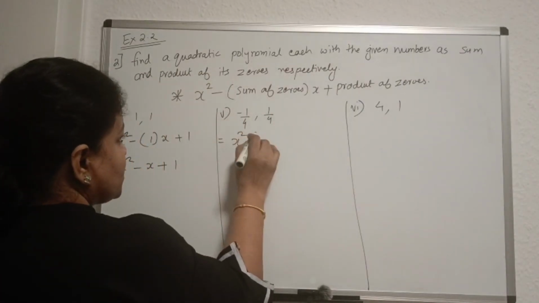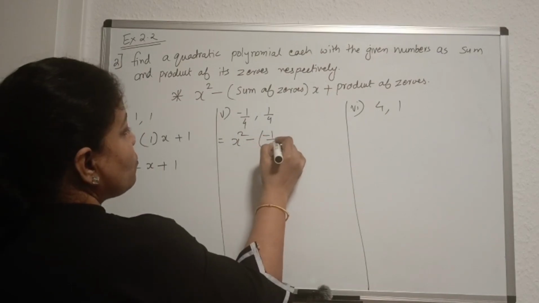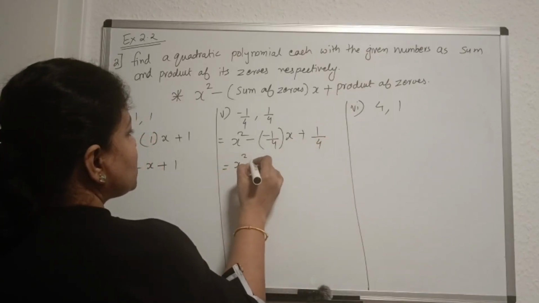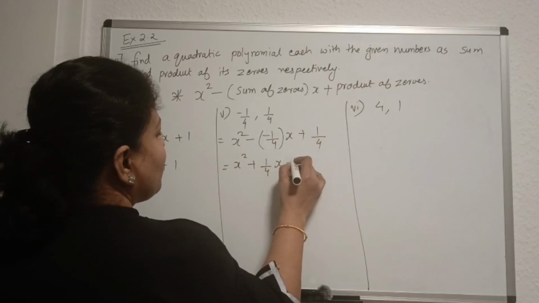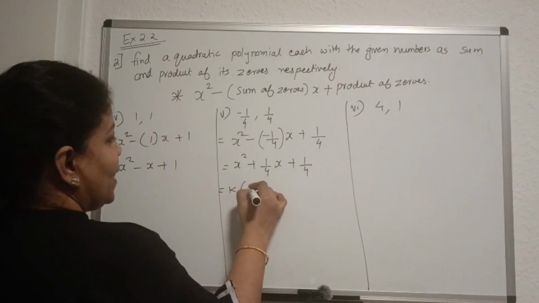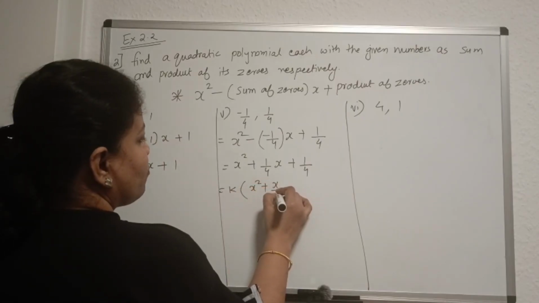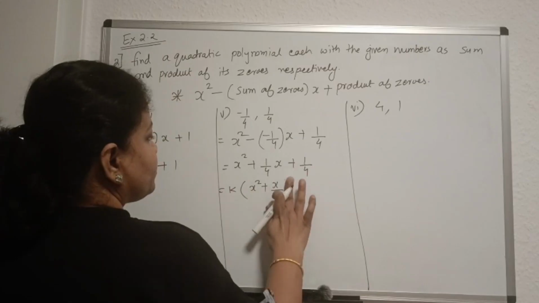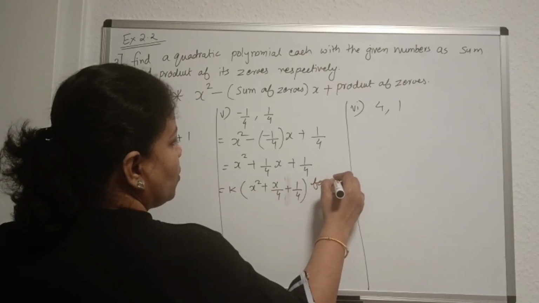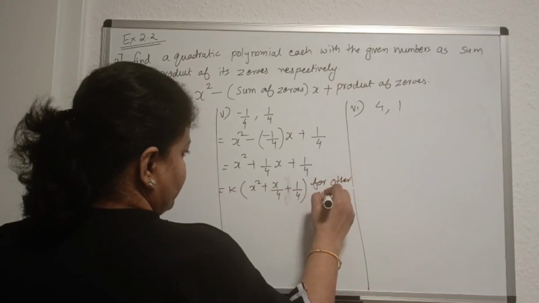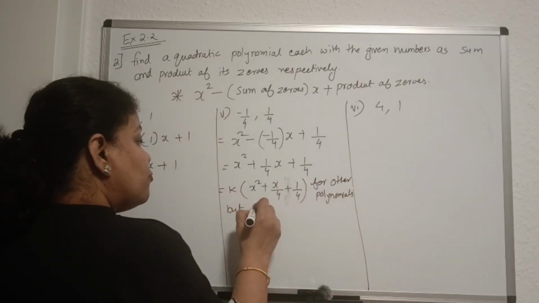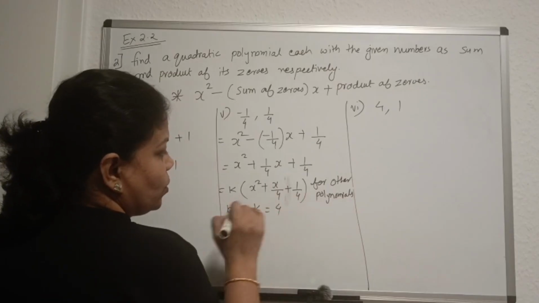Here again you got x square minus of 1 by 4x plus 1 by 4. So if you do this, you will get x square plus 1 by 4x plus 1 by 4. Now you can see denominator here. So I will introduce one letter k, x square plus x by 4 plus 1 by 4. This is for all other polynomial. Okay, but if your k is now in the denominator, you can see 4. K is equal to 4.